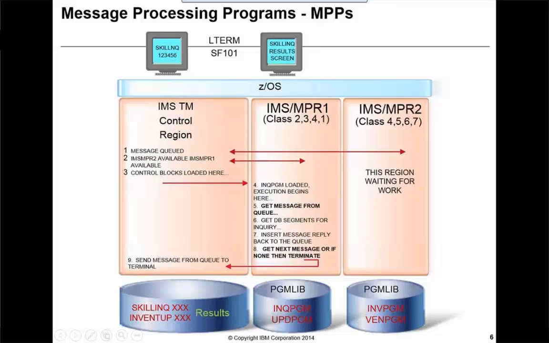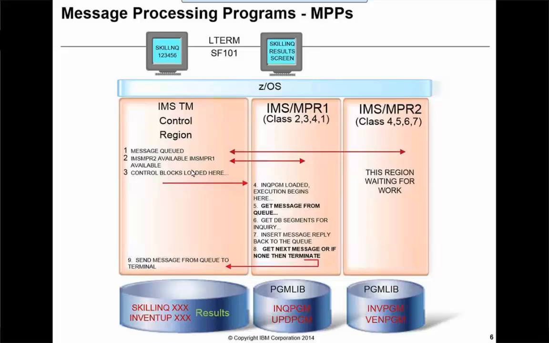And in the JCL of the MPR, you can specify what classes of transactions it processes. And you can specify up to 4 classes of transactions. So in this case, MPR1, for example, processes Class 2, Class 3, Class 4, and Class 1 transactions. Whereas MPR2 processes Class 4, Class 5, Class 6, and Class 7 transactions. And so when an MPR comes up, it talks to the scheduler sitting in the control region and says, hey, scheduler, I'm an MPR and I process transactions and I've just come up. Tell me which transaction you want me to process.